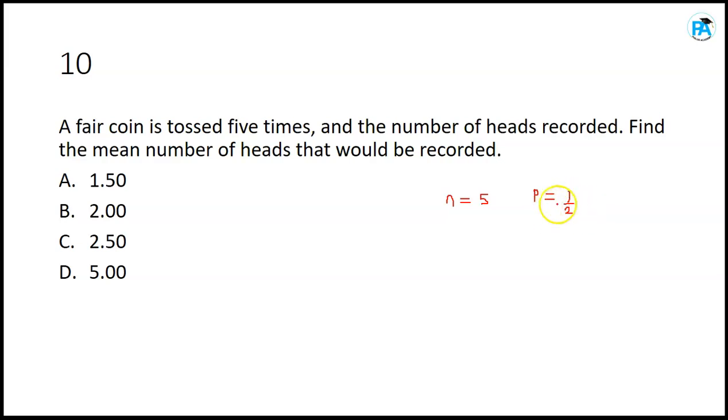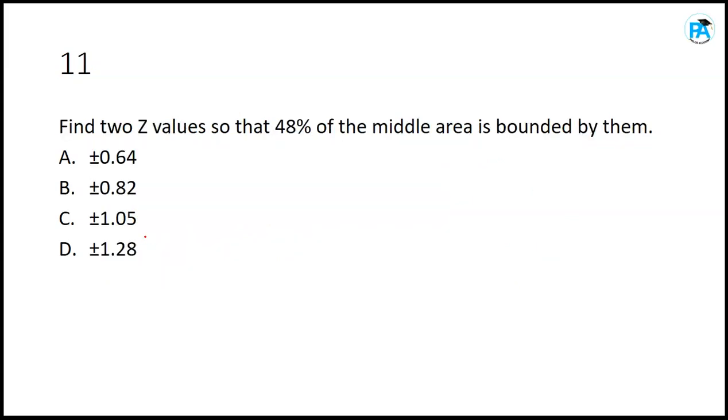So if the probability of getting a head is 1 over 2, and the number of tosses is 5, to find the mean, you must know this formula: n times p. In binomial distribution, mean is equal to n times p. Since our n is 5 and our p is 1 over 2, 5 times 1 over 2 gives you 2.5. So the correct answer for this is C. Is that clear? Let's proceed to question 11.